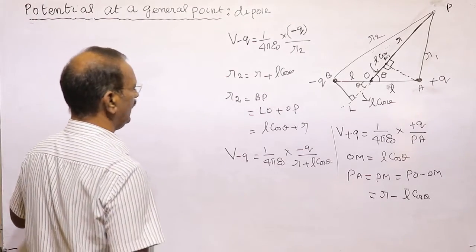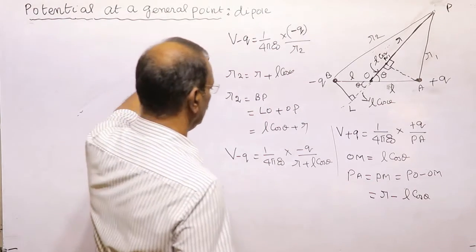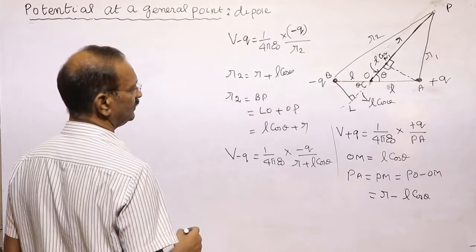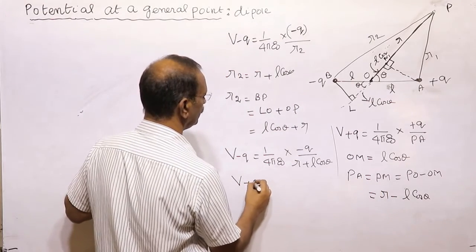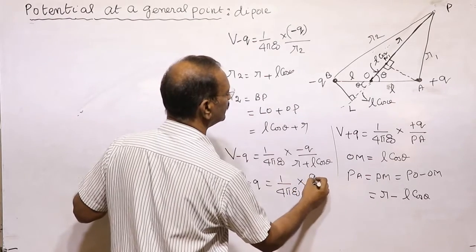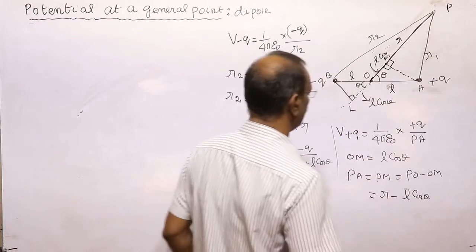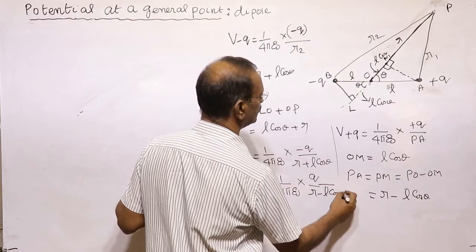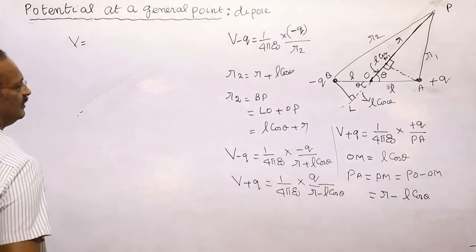V due to minus Q, this one, and V due to plus Q, we got it, R1, R2. And what is V due to plus Q? We got it here, PA, which is equal to V due to plus Q is equal to 1 by 4 pi epsilon naught into plus Q divided by PA. What is this distance? This PA is equal to R minus L cos theta.